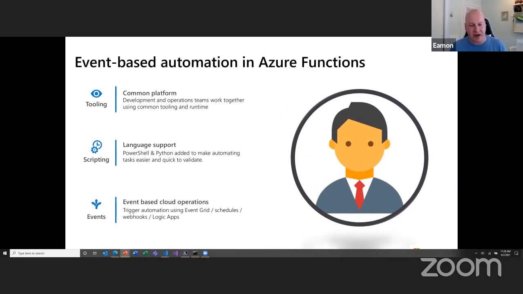From the tooling perspective, one of the reasons Azure Functions can be attractive is that you have common tooling between development teams and operations teams, but they use their own languages of choice. Developers may be writing things in Node or .NET, or maybe even Python, but then the operations teams want to use more scripting-based languages like PowerShell and maybe Python, but all of the common platform is standardized between those two different teams.